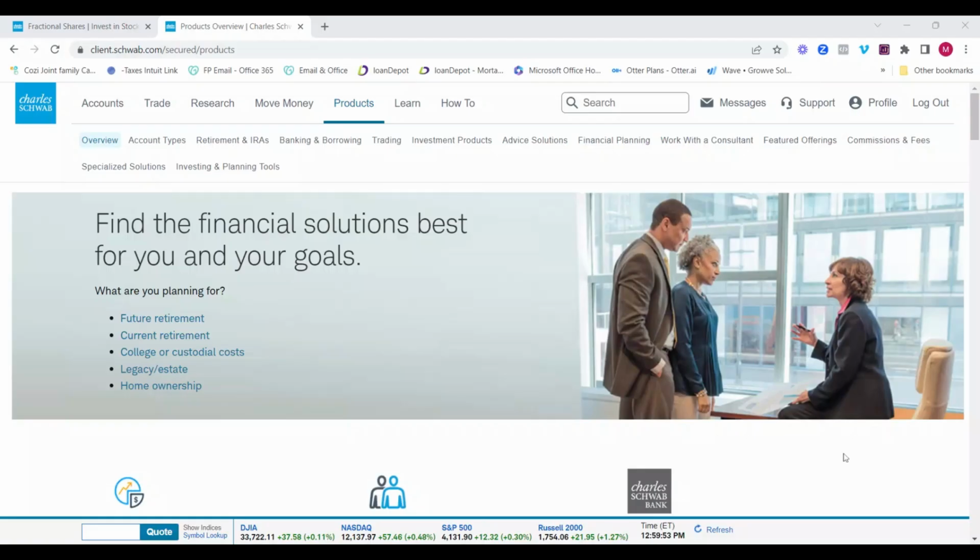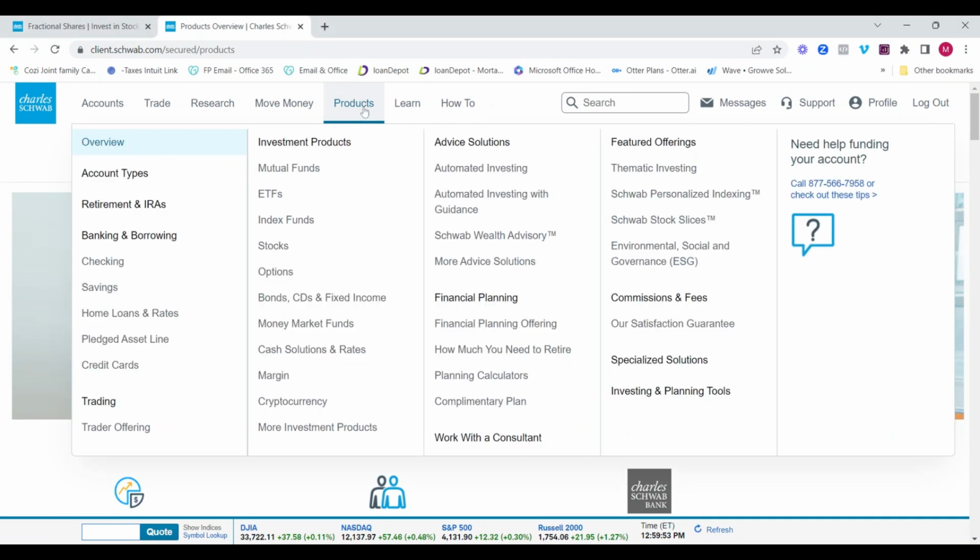Okay, there are more products than I expected, but nonetheless, I'm going to go over the more important or glaringly, obviously different products that are available at Schwab. So let's start off with the home loans and rates, okay? Because we know that there are different account types, retirement accounts, banking and borrowing, checking and savings. Those are all pretty straightforward, but let's get into some of the things that are some difference makers.